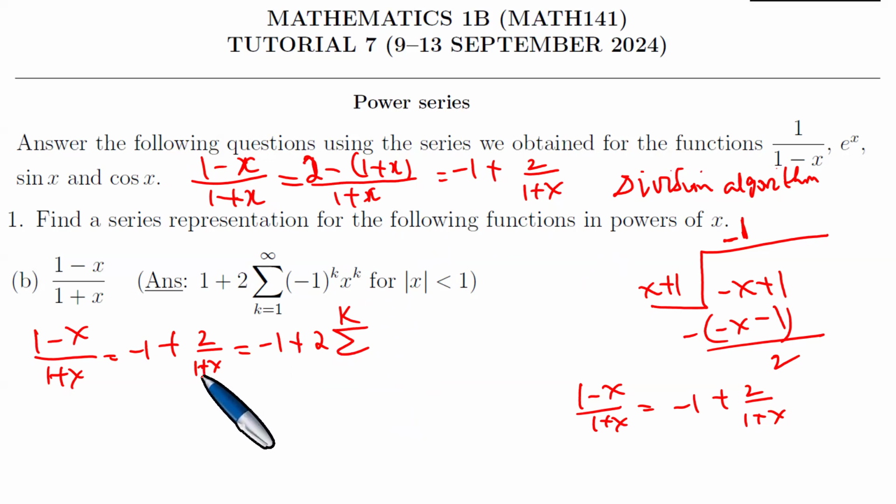Now you have this one of 1 plus x. But you know the formula. If it is 1 over 1 plus x, the formula is the sum up to infinity, k equals 0, of minus 1 to the k, x to the power k.